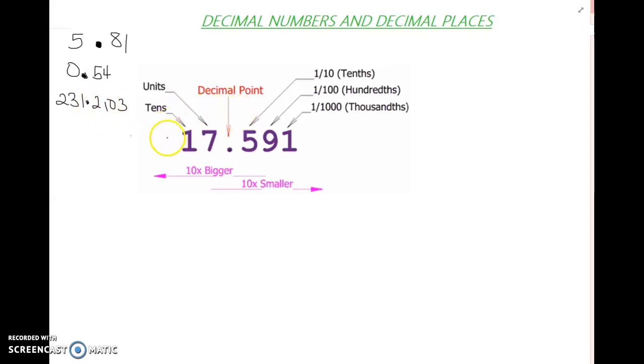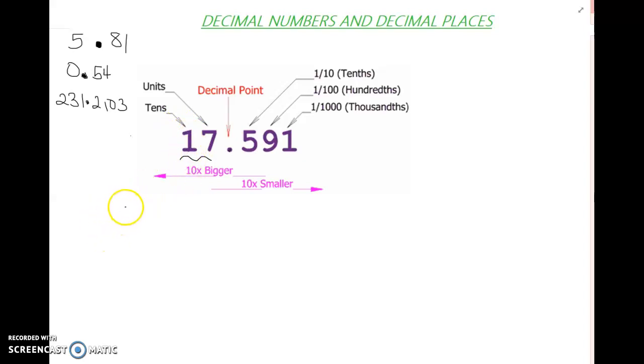So now looking back at our main example here, 17.591. Let's get the 17 first. So the 7 represents 7 units or 7 ones. So the value of the 7 is just 7 ones. And the 1 right here is the tens. So how much does that 1 represent? That represents 10. So let's just write it here.